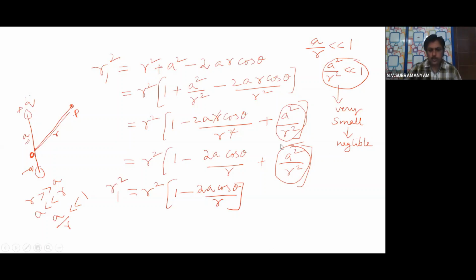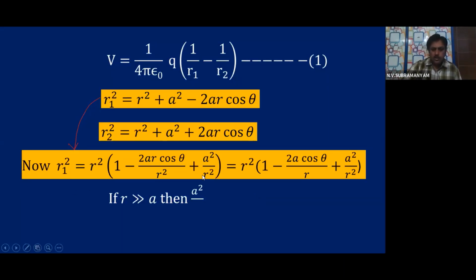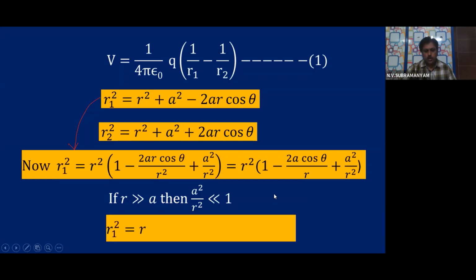Okay, so let me give the graphic to you. So this is the calculation. Check the calculation. r1 square is r square into 1 minus 2a cos theta by r plus a square by r square. I took r square common, and 1 by r cancels. If r is very much greater than a, then a square by r square is very much less than 1. Then r1 square is equal to r square into 1 minus 2a cos theta by r.